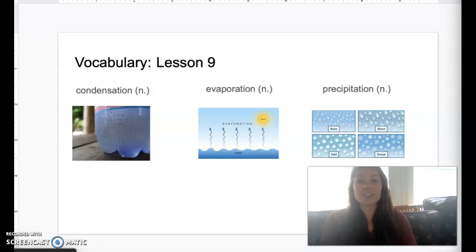Hi, second grade friends. Today is our last story for Knowledge 6. We are on lesson 9 called the water cycle. Before I begin our story, I'm going to introduce you to our vocabulary words.